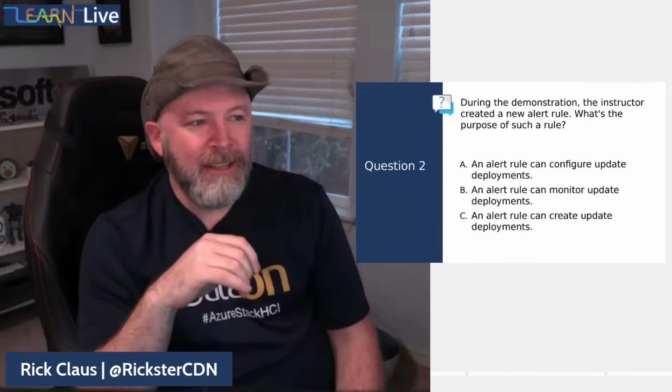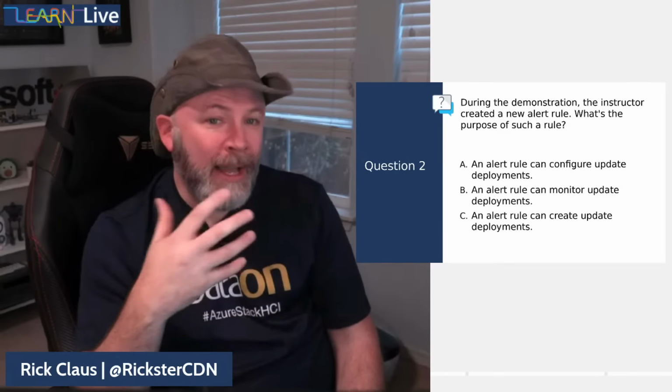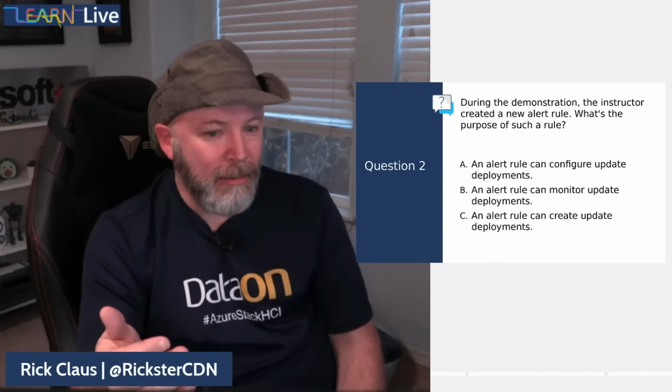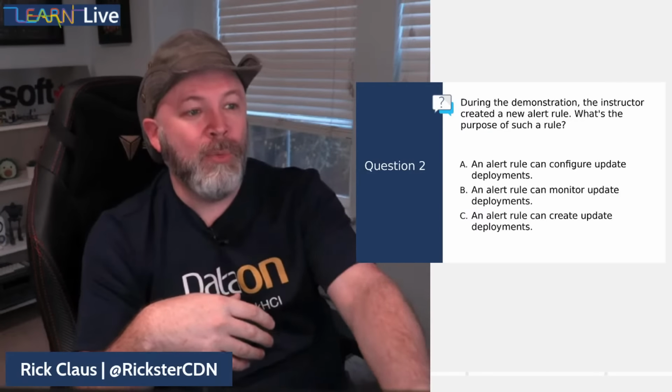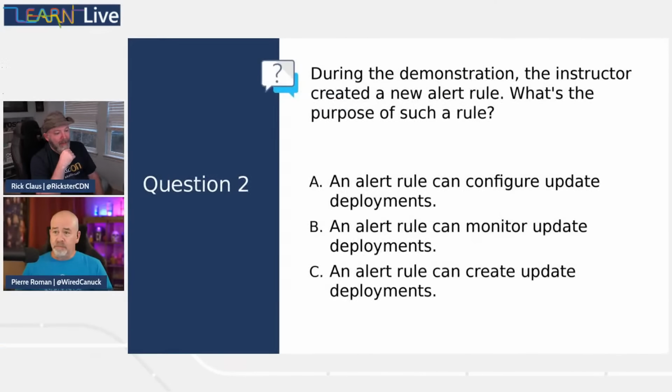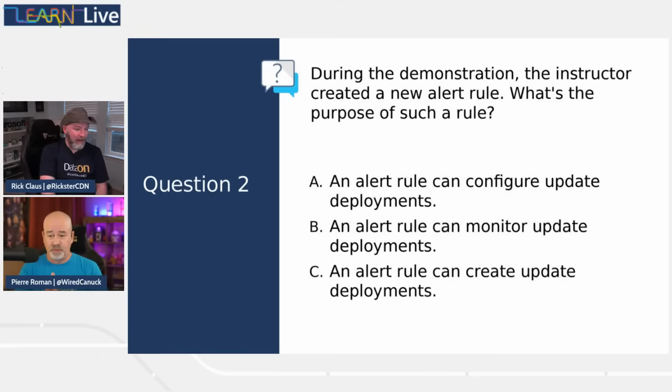The idea here is the rule wasn't required to be done. You could just jump right into a schedule and update deployment, but it's good to have a rule that will alert you that something happens, right? So that might have given you a little bit of a hint that gets you into the proper answer.